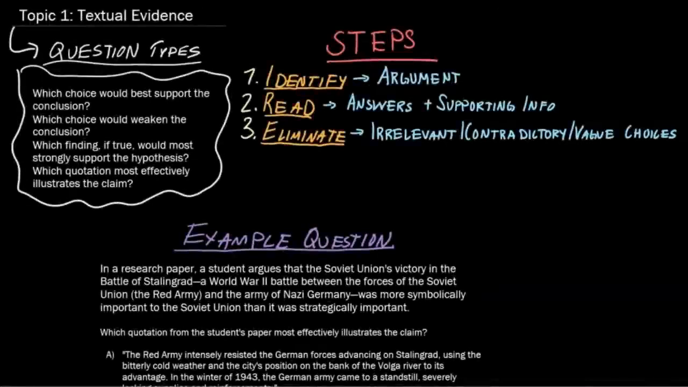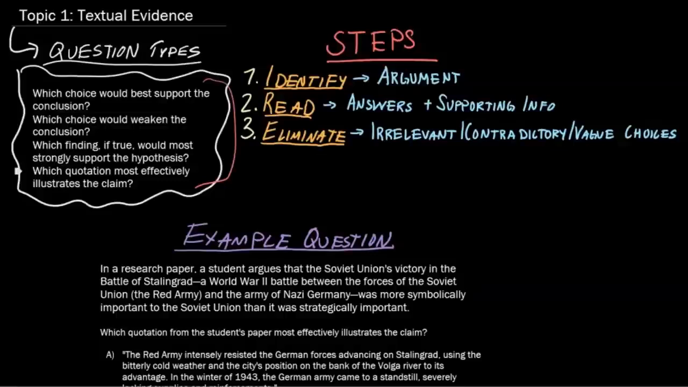Okay, we are getting started with our first topic here, textual evidence, likely the biggest one you'll see on your SAT. Almost all four of these example question types you will see on test day. So what they're going to ask you is some variation of which choice is either going to best or worst support the conclusion, right? Which choice is better, which choice might weaken that conclusion, which finding might support a conclusion, which quotation might support a conclusion.